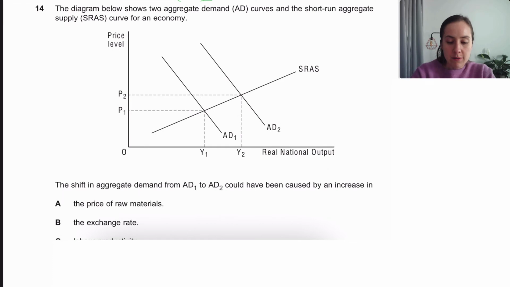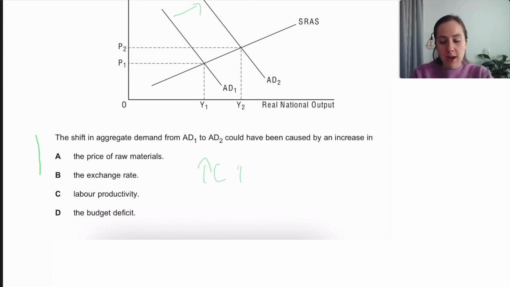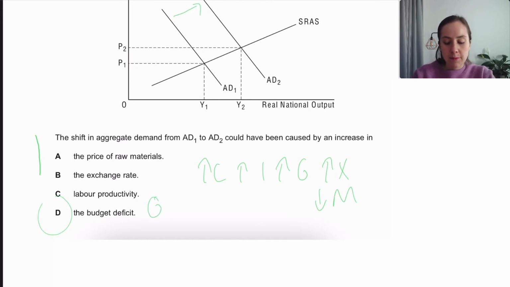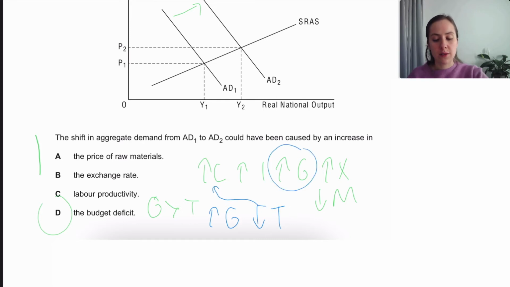The shift from AD1 to AD2, so we're looking at more C, more I, more G, more X, and less M. And this could be caused by an increase in the budget deficit. If you increase your budget deficit, remember budget deficit means G is greater than T. And to increase that, you must have had more G or less T. And less T, by the way, causes increased consumption. So that's the answer.